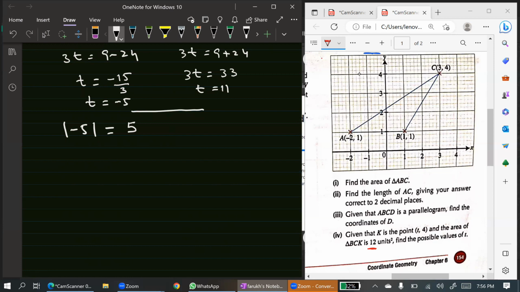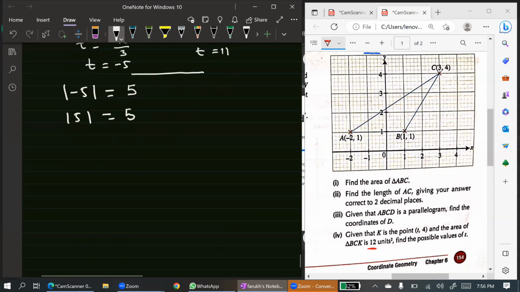Now, what is the distance of 5 from 0? 5. Modulus denotes the distance of any point from 0. What is modulus of minus 7? 7, positive. Modulus of plus 7 is also 7.